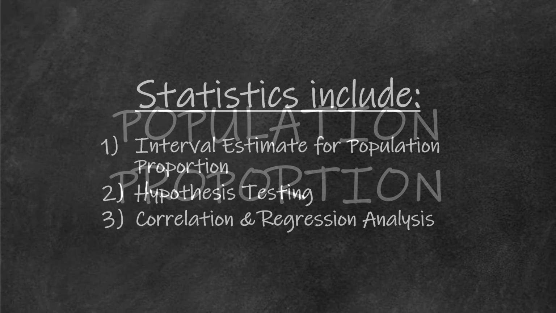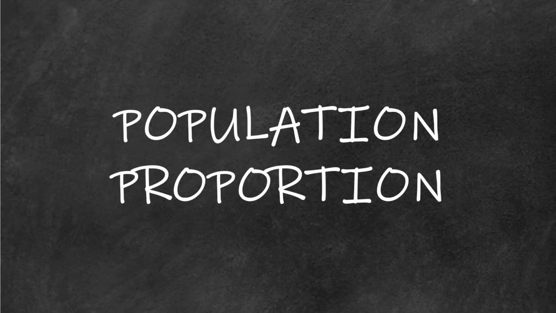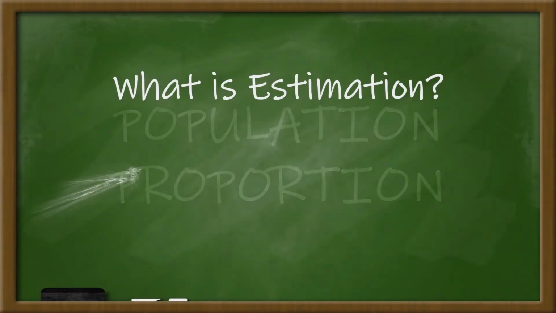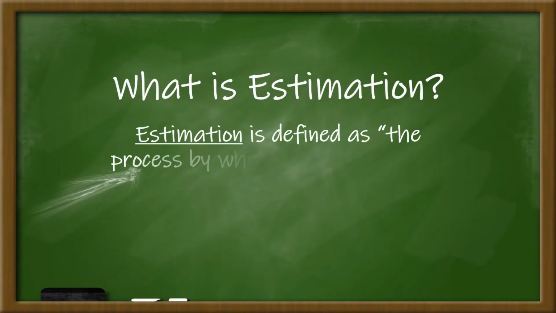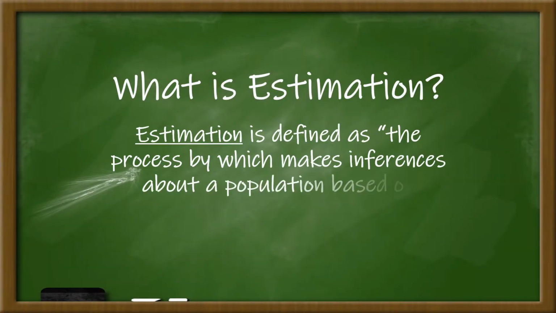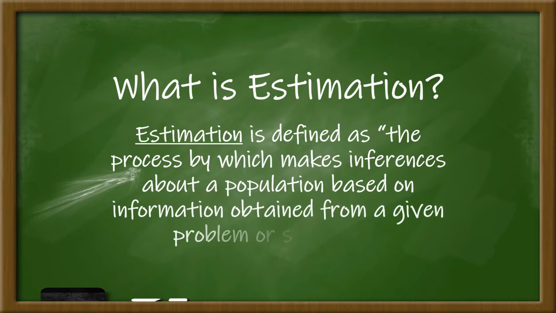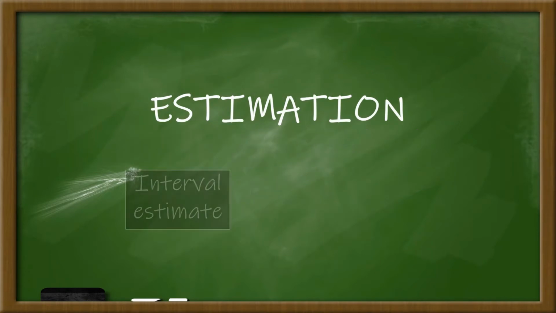The first topic to be discussed is the interval estimate for population proportion. First of all, what is estimation? Estimation is defined as the process by which we make inferences about a population based on information obtained from a given problem or situation. An estimate of a population parameter may be expressed in two ways: the interval estimate and point estimate.